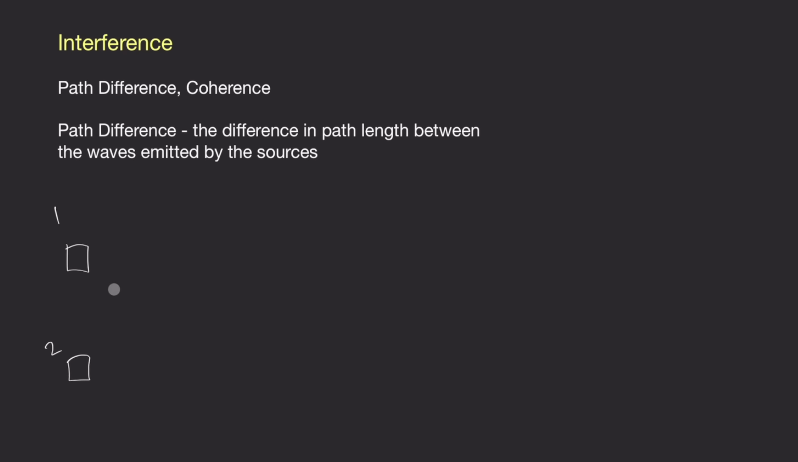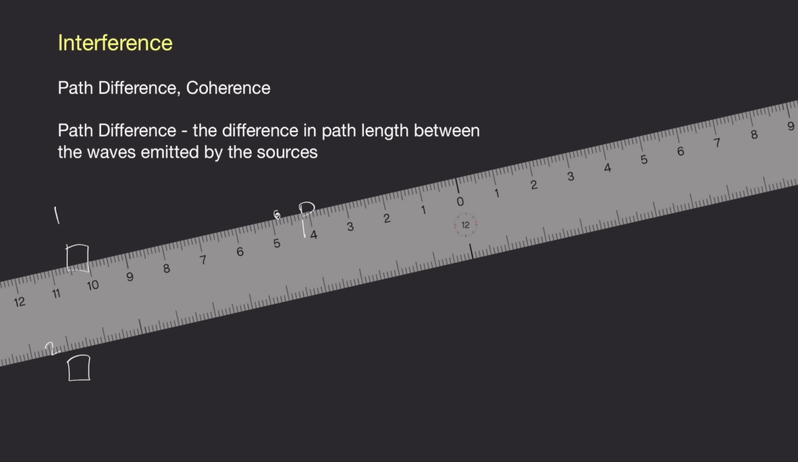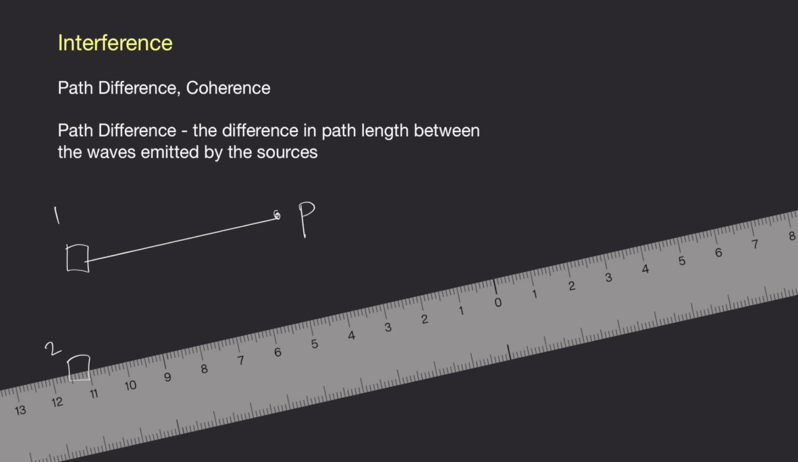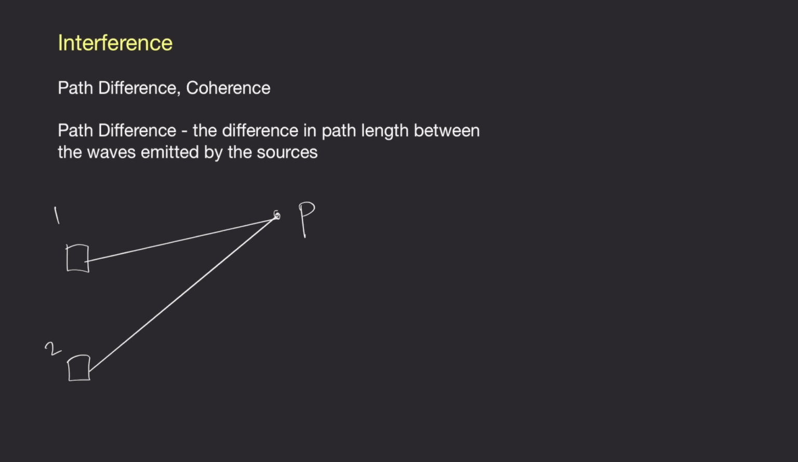Imagine that I have a couple of sources of waves. These could be speakers with sound waves, they could be two separate lasers, they could be two slits in the double slit experiment, etc. Now, if I pick a point P, and let's say that the point P is over here, then the distance traveled by source 1 to P is going to be this much. However, the distance traveled by source 2 to P will clearly be bigger, and that difference in distance will be the path difference.